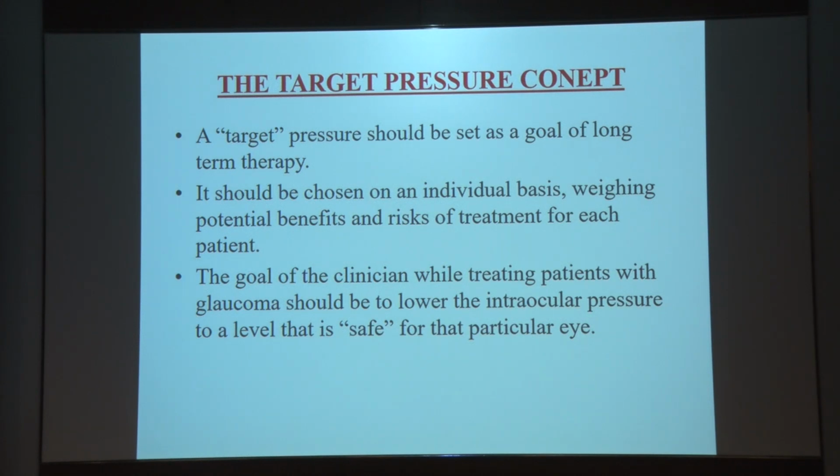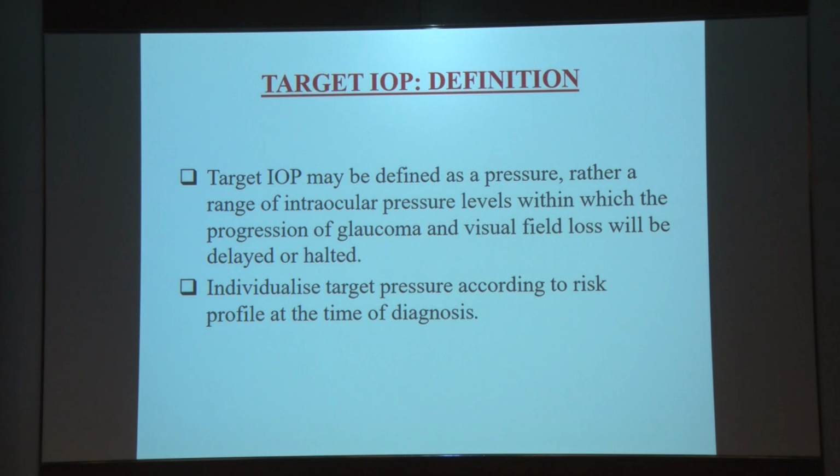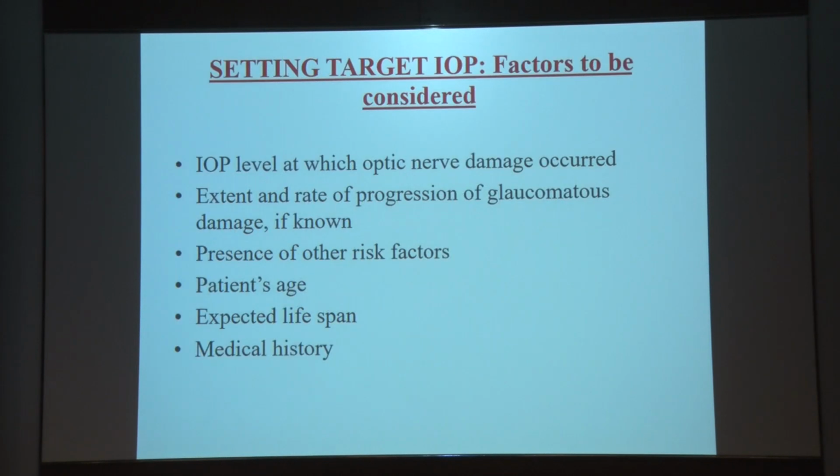So you need to measure this target pressure. You need to decide what should be the target pressure. It is individualized. So the definition of target IOP is, it may be defined as a pressure, rather a range of intraocular pressure levels within which the progression of the glaucoma and visual field loss will be delayed or halted. Individualized target pressure according to risk profile at the time of diagnosis.